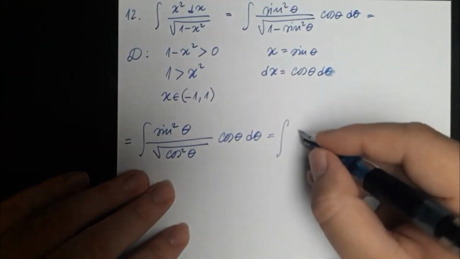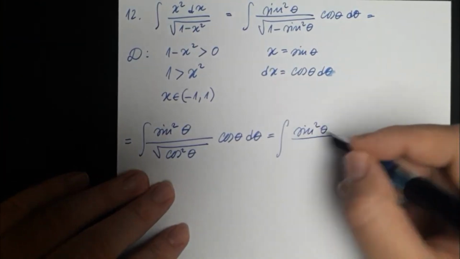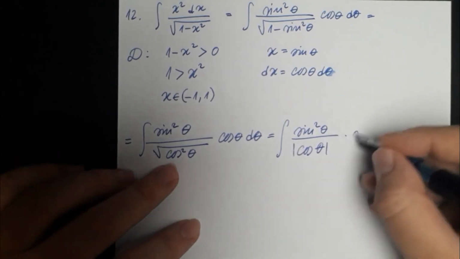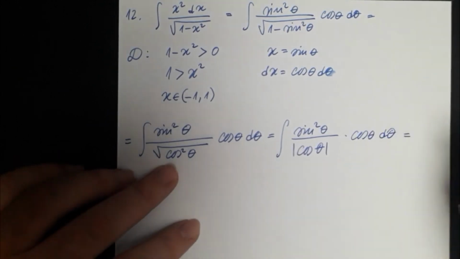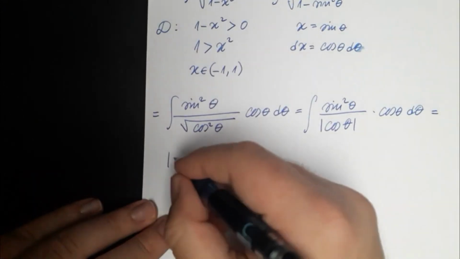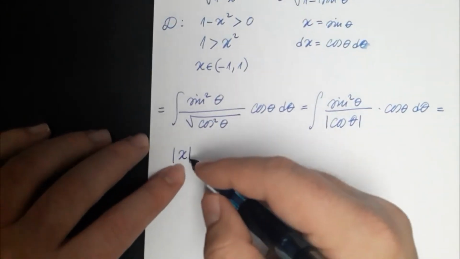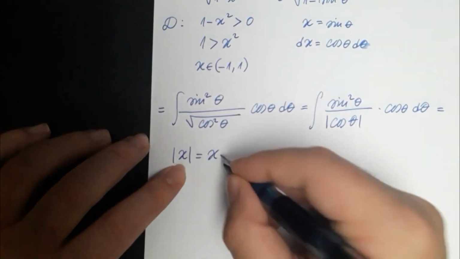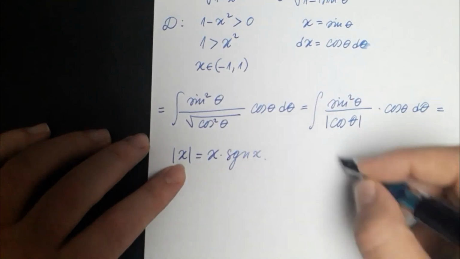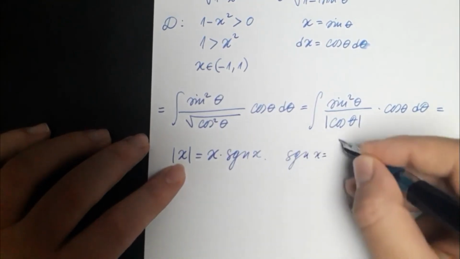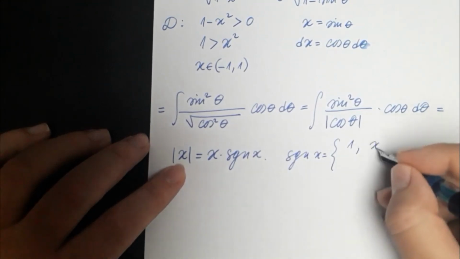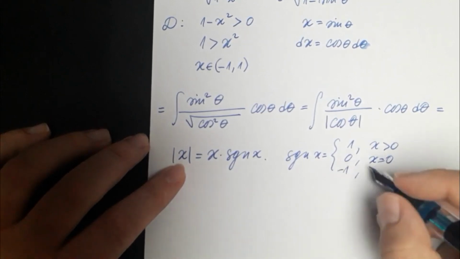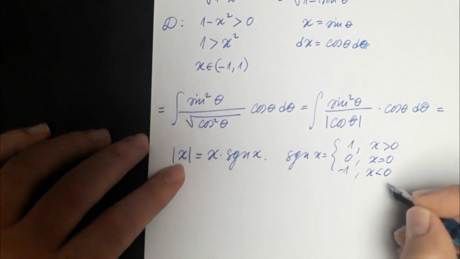This is equal to an integral of sine squared theta divided by absolute value of cosine theta times cosine theta d theta. And how can you get rid of the absolute value? Well, absolute value of x, where x is any number, is equal to x times signum of that number. Signum of number x is a function which gives us 1 for x larger than 0, 0 for x equal to 0, and negative 1 for x smaller than 0.